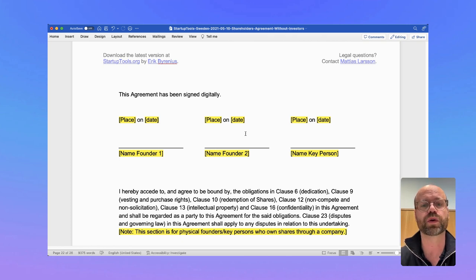So please, if you at some point become a shareholder in a company that has a shareholder agreement, make sure to talk to a lawyer and get professional assistance in that.